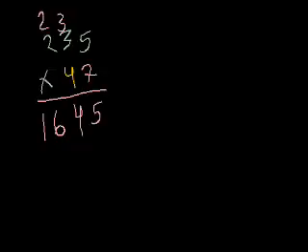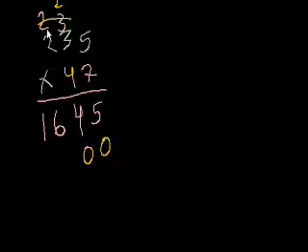Now we have to deal with this 4. Well, since that 4 is in the tens place, we add a 0 here. You could almost view it as we're multiplying 235 not by 4, but we're multiplying it by 40. And that's why we put that 0 there. But once you put the 0 there, you can treat it just like a 4. So you say 4 times 5, well that's 20.